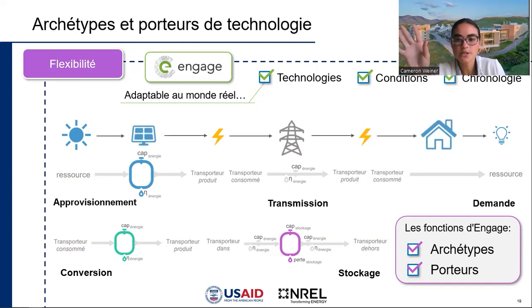And so together, these general purpose carrier and archetype technology representations make up the building blocks of Engage. And they allow Engage to model a wide variety of different systems that can be composed of a mix of different technologies. So for example, on the simpler side, you could configure the supply archetype technology to represent a photovoltaics or a PV plant.